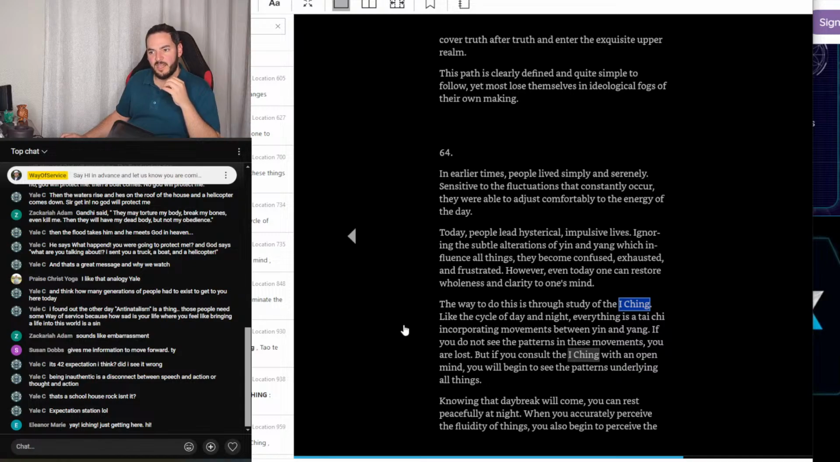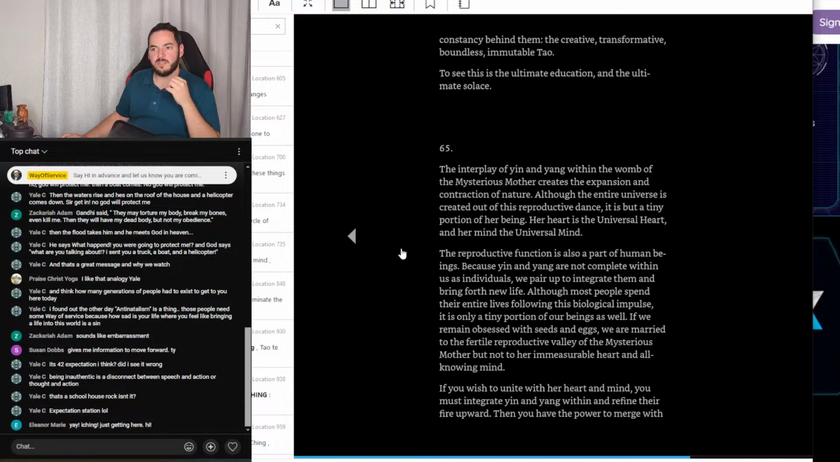Like the cycle of day and night, everything is a Tai Chi, incorporating movements between yin and yang. If you do not see the patterns in these movements, you are lost. But if you consult the I Ching with an open mind, you will begin to see the patterns underlying all things. Knowing that daybreak will come, you can rest peacefully at night. When you accurately perceive the fluidity of things, you also begin to perceive the constancy behind them, the creative, transformative, boundless, immutable Tao. To see this is the ultimate education and the ultimate solace.